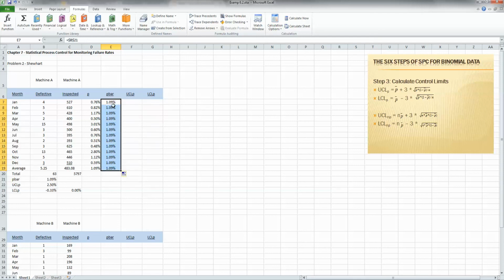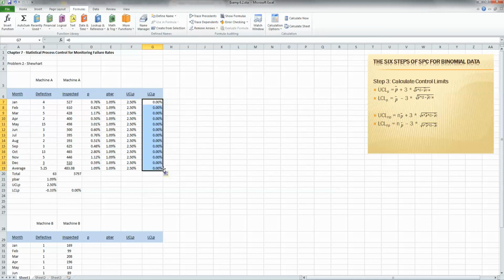So that's my p, then the middle value, and then the upper control limit, I want that to remain the same too, right? So there it is, 2.5%. And again, I'm going to put dollar signs on either side. And then I'm going to copy that all the way down. I want it to be the same value. And this is easy. I just want that to equal 0. Now I could reference this cell down here, but I'm just going to say 0, and that'll make it really easy. Copy it all the way down.